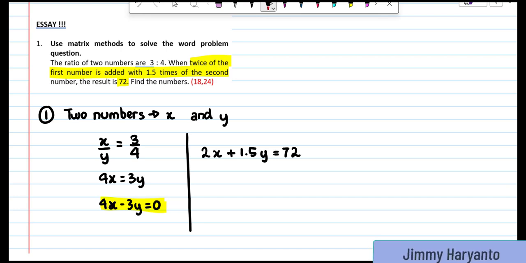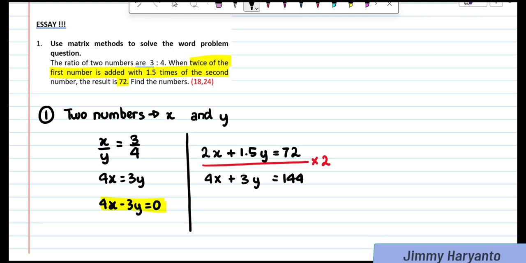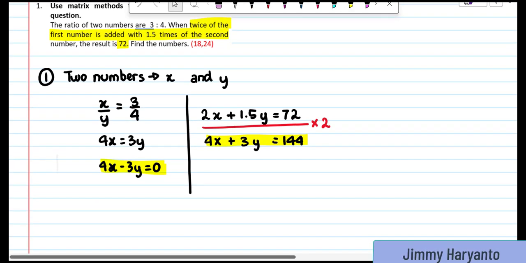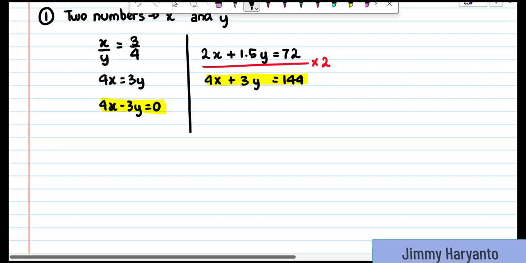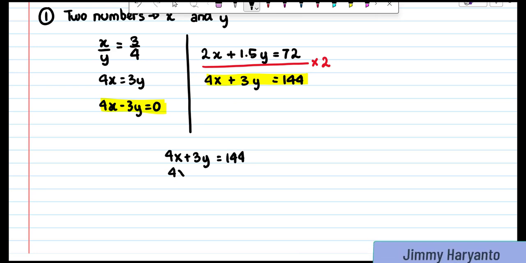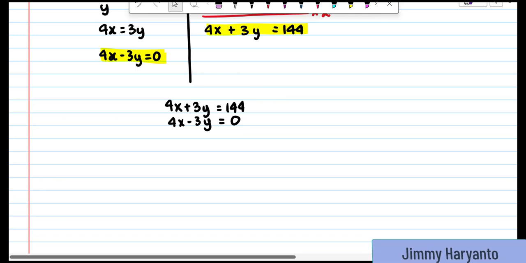And then if you want to have better numbers, you have to multiply them by 2. You'll have 4x plus 3y equals 144. Okay, so right now we already have the two equations. You only have to convert them into matrix form. To convert it, it will be easier if you arrange them like this, upside down, and then you will write down the matrix like this.